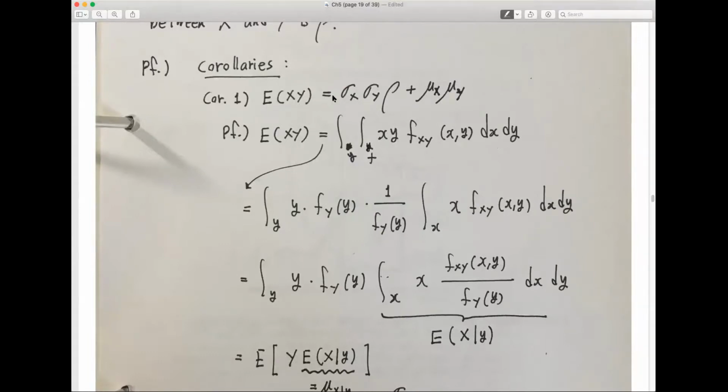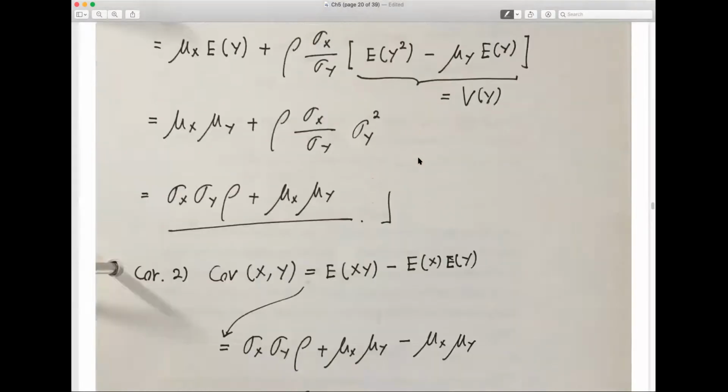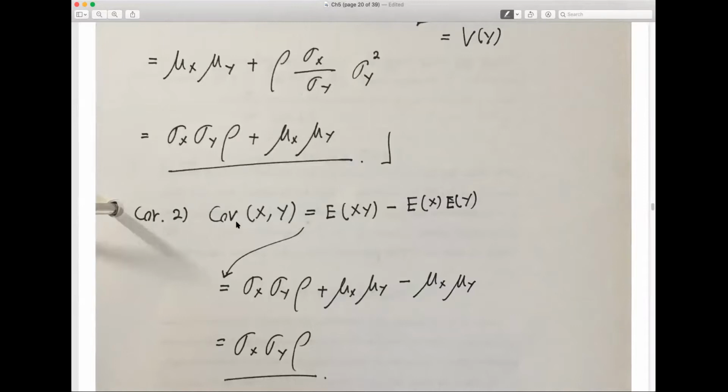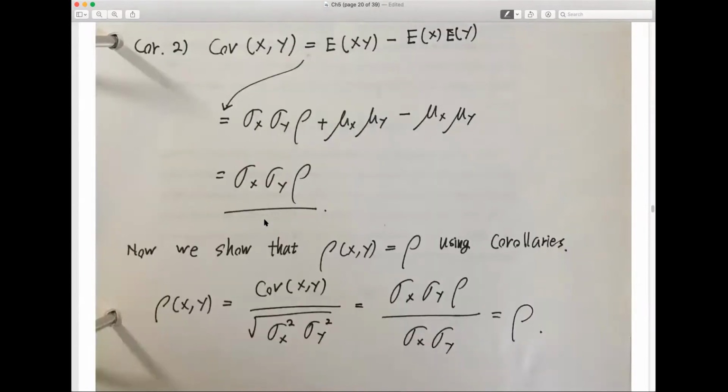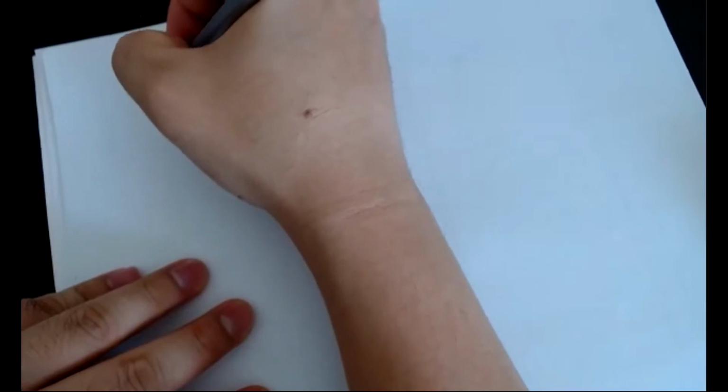E of XY is equal to sigma x times sigma y times rho plus mu x times mu y. Keep that, and the second corollary is this: the covariance of X comma Y is E of XY minus E of X times E of Y. Actually we proved that, right? But we can prove this one using the first corollary. Now we apply the two corollaries. So the first one, corollary one, was what?